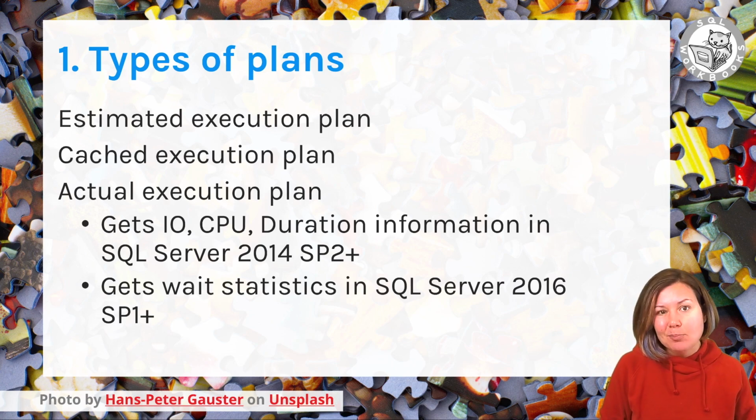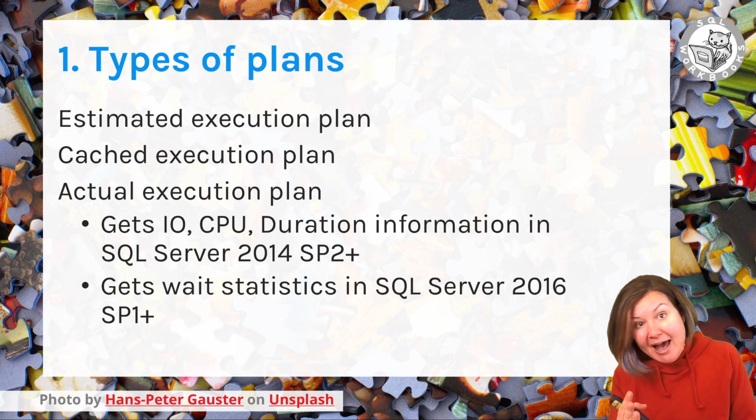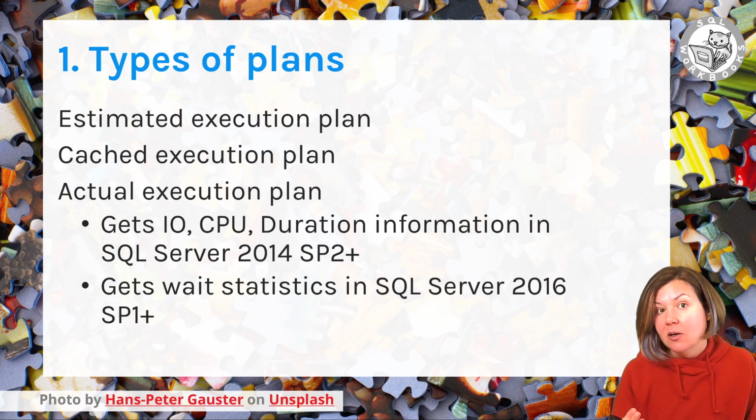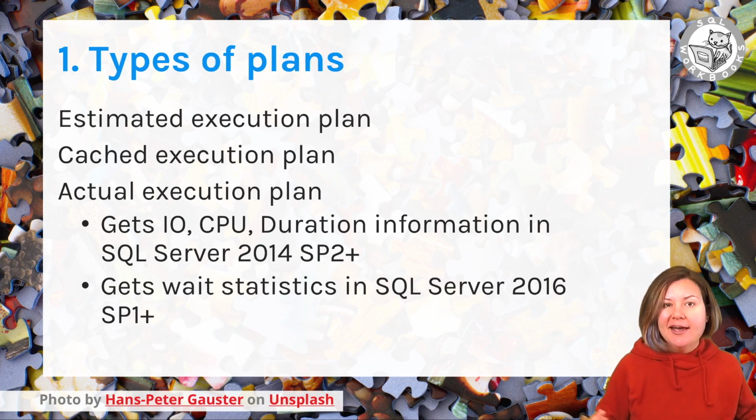But an estimated plan is just that: here's what I think I would do. Here's how many rows I think would come back from this. Here's what index I think I would use. We don't know how many rows are actually going to come back from that. So we just have information about, here's the direction I think I'd head in.